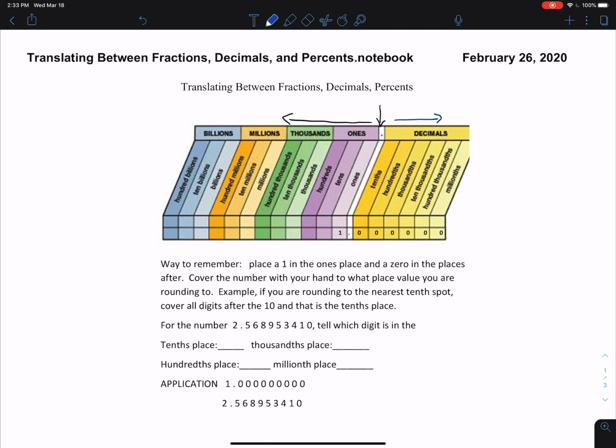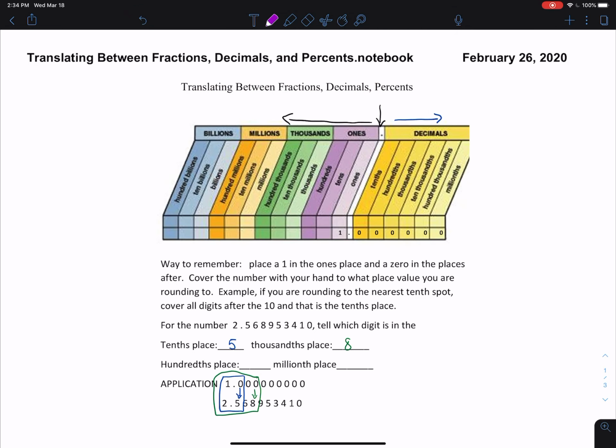2.56895341, we need to tell which digit is in the tenths place. You can see at the bottom of the screen, I've used that shortcut of putting my 1 in the ones place. So if I look at just the tenths place, the 10 for the tenths place, I see that a 5 is in the tenths place. If I look at the thousandths place, I want 1, 10, 100, 1,000 right here. That tells me that 8 is in the thousandths place.